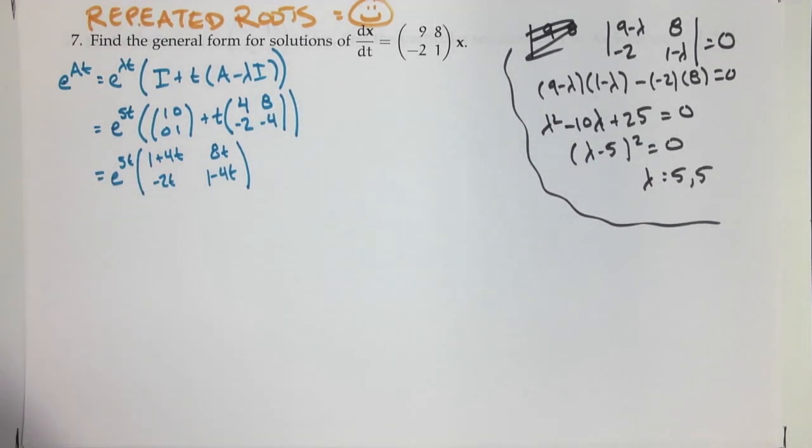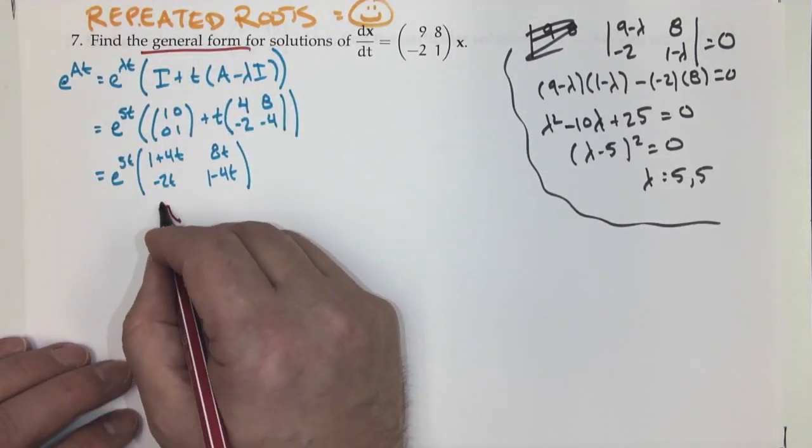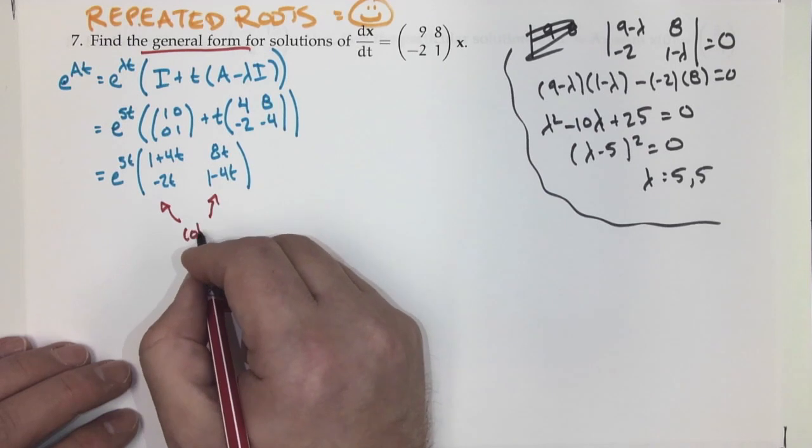Now, the next step is to write the answer down. That's how quickly these go. When you have repeated roots, you can do it in like 3 or 4 minutes, which is great. That means you have more time for other problems when you don't have repeated roots. Okay, so the general form says we're looking for solutions. The columns are solutions.